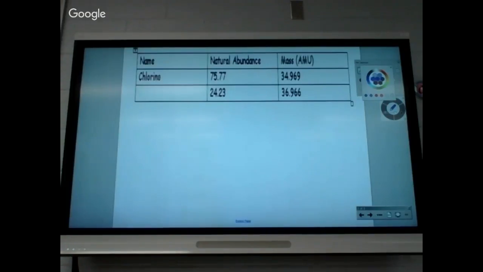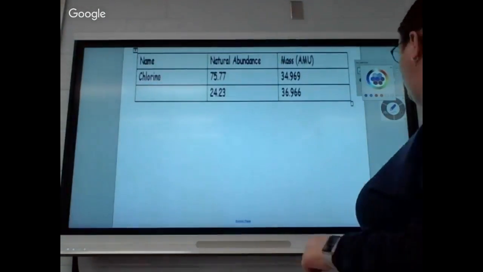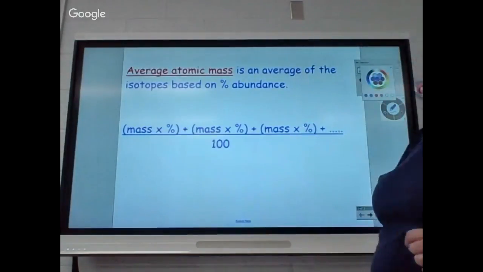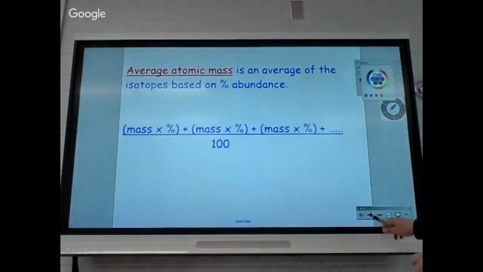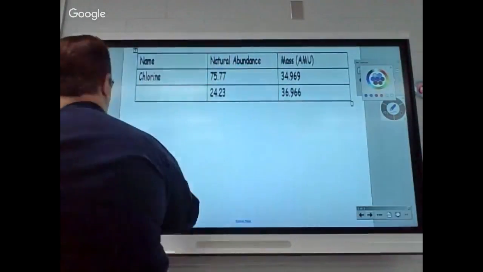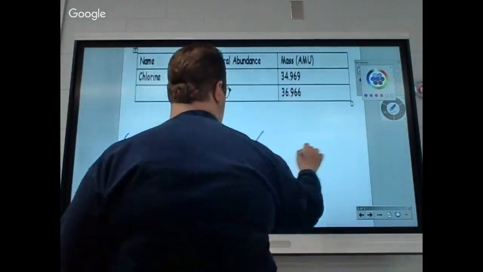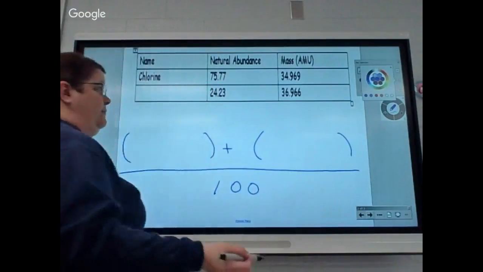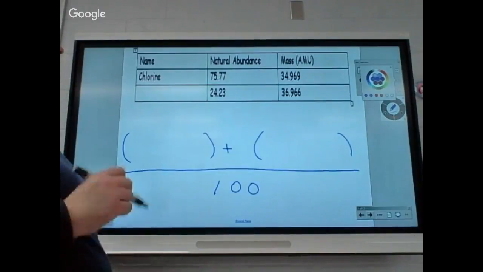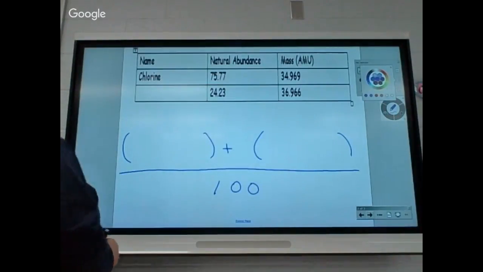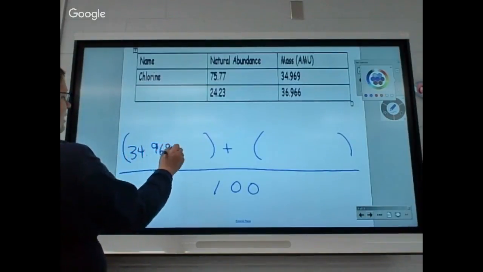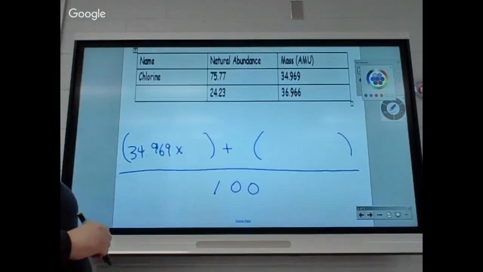All right. So, how many isotopes do we have? 2. So, how many sets of parentheses are we going to need out of our formula that we just wrote down? We're only going to need 2. Okay? So, and then divided by 100. So, it's mass times the percent that they give you. So, the mass of my first isotope is what? 34.969.